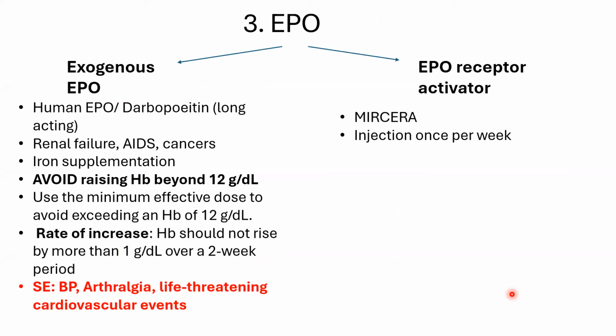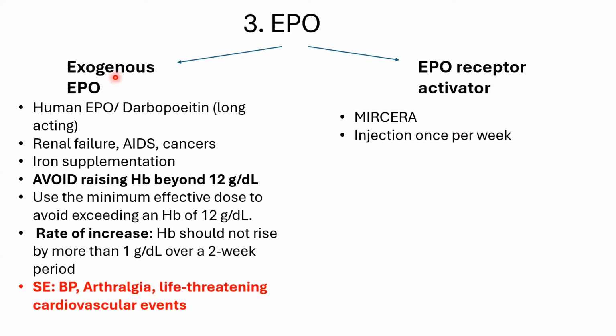Now, erythropoietin, like we said, we give it for anemia of chronic disease or kidney disease. So there's exogenous erythropoietin, which is basically not the one your body's producing, or you can give an erythropoietin receptor activator, which is MR serum. It comes as an injection.